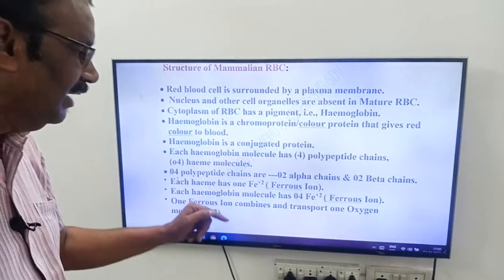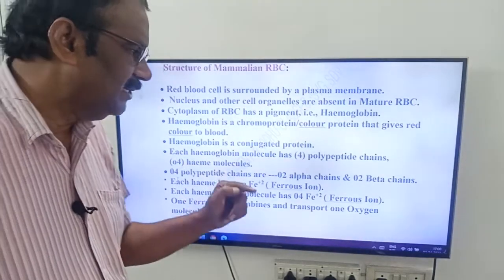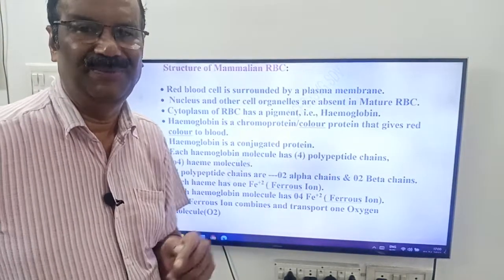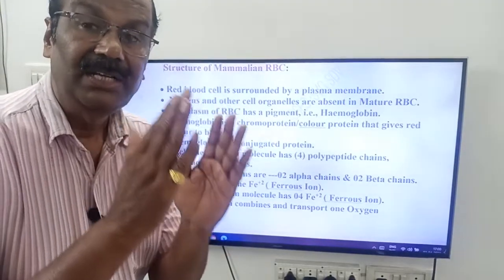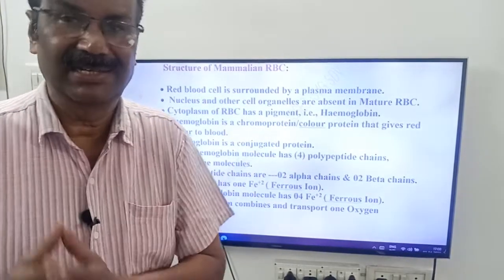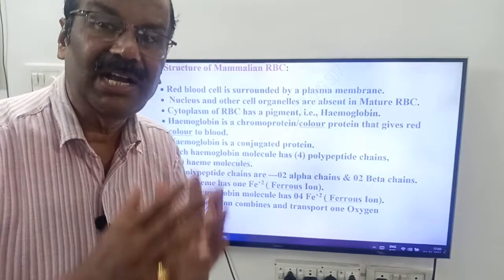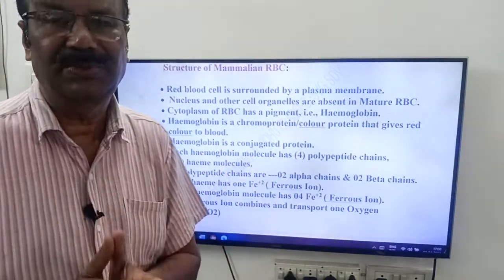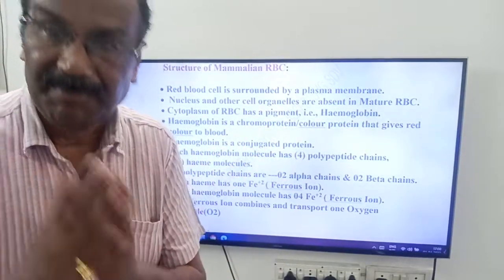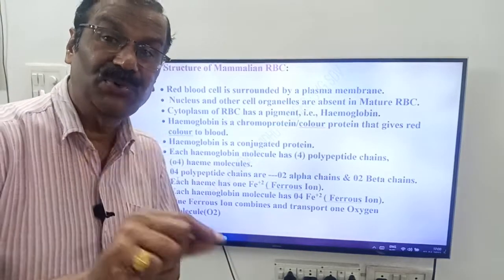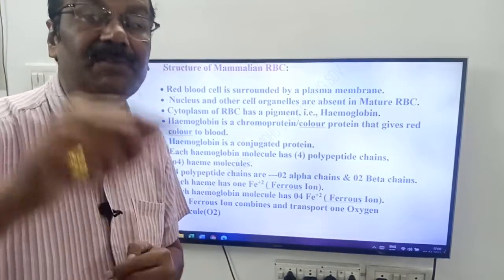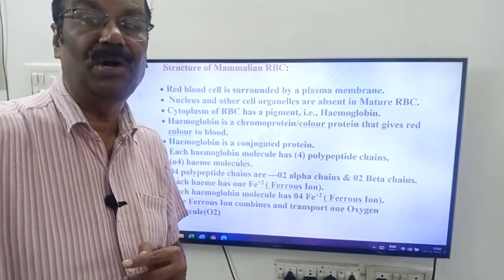Okay, friends. Now, each hemoglobin molecule has 4 ferrous ions. Important, friends. One ferrous ion combines with and transports one oxygen molecule. See, friends, hemoglobin has 4 ferrous ions, and one ferrous ion combines with one oxygen molecule and transports it. Means hemoglobin transports 4 oxygen molecules.